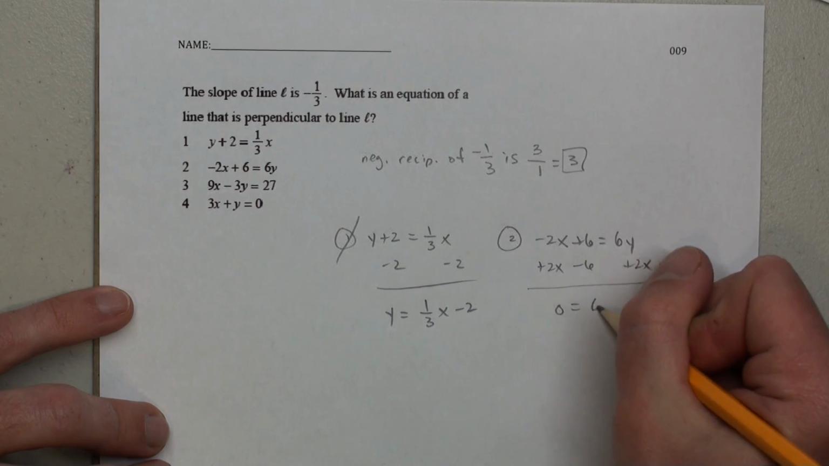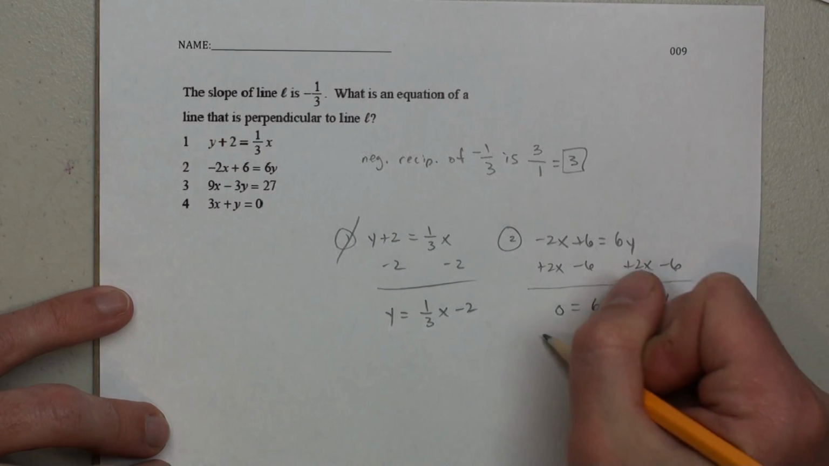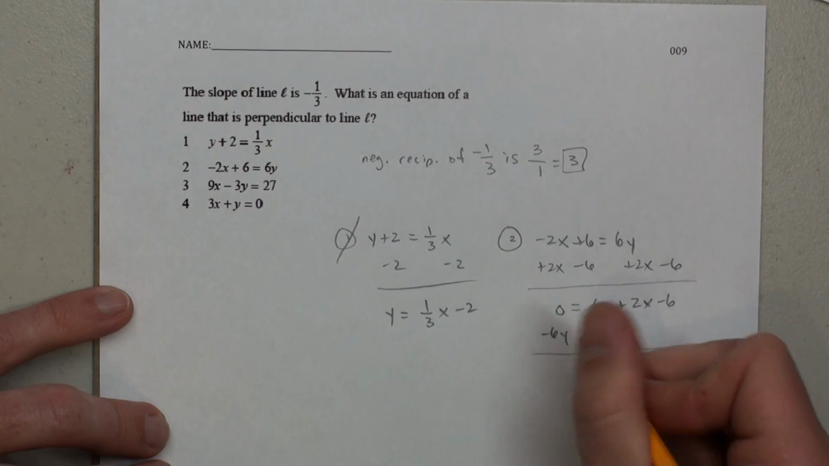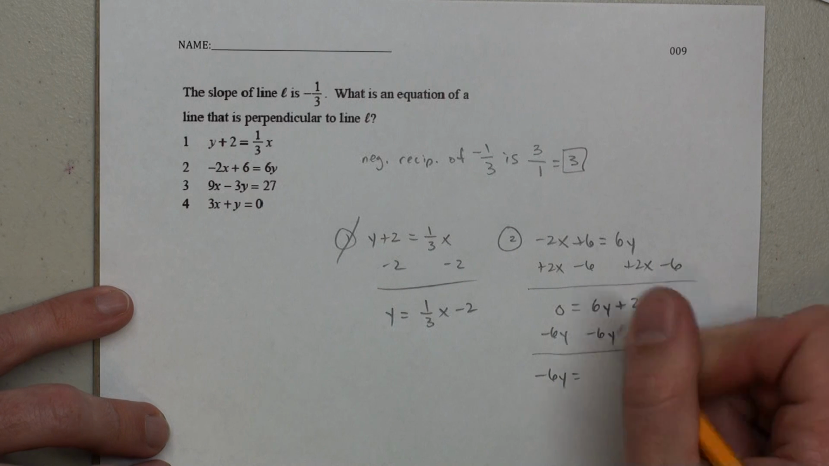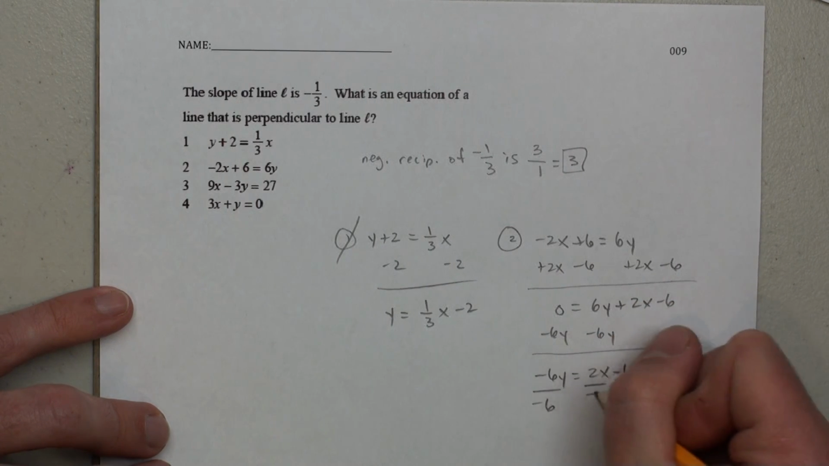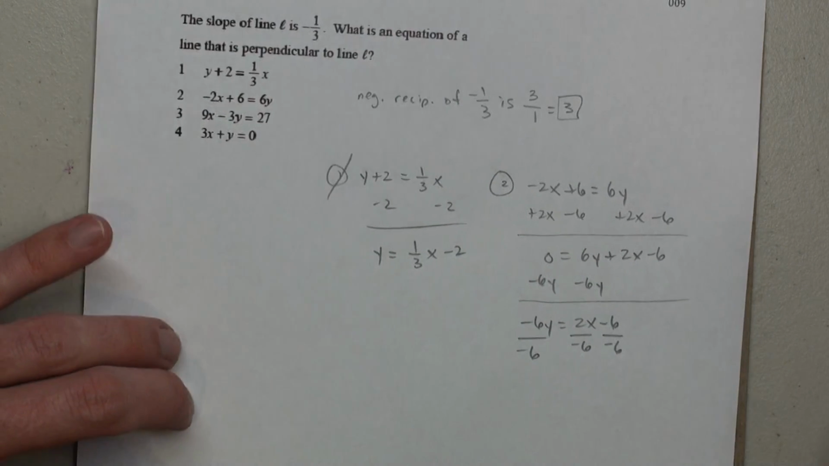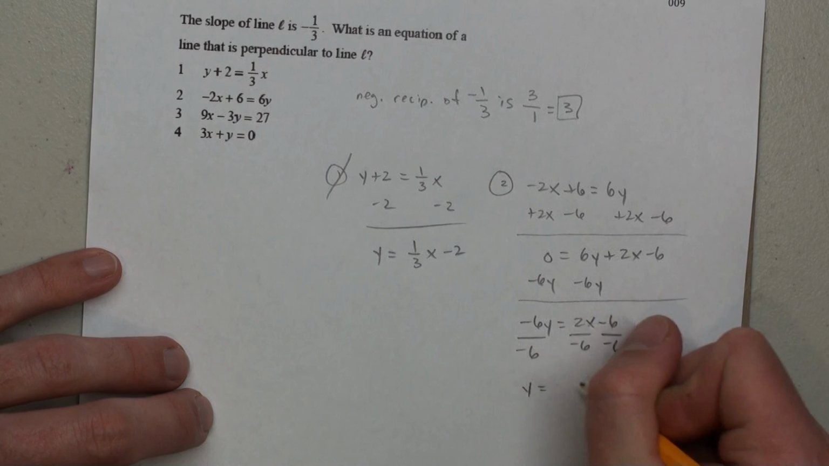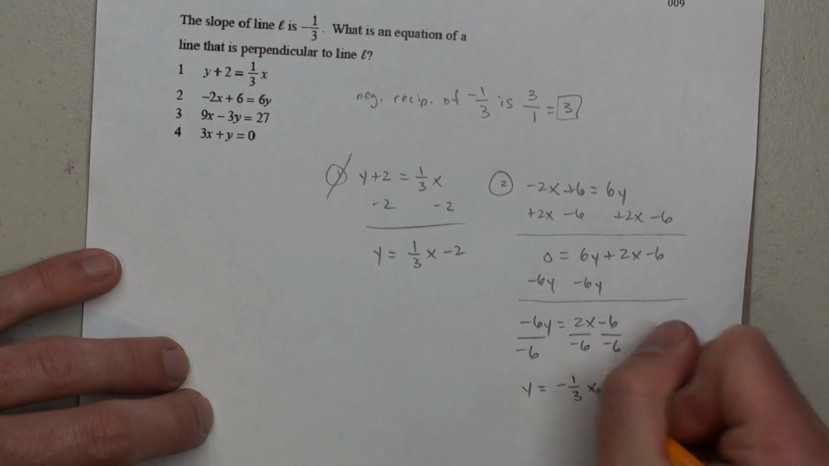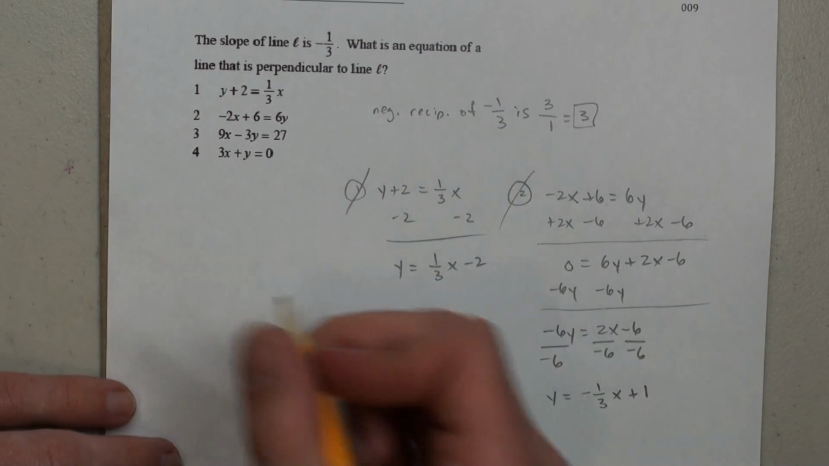I get 0 equals 6y plus 2x minus 6, subtract 6y from both sides. I get negative 6y equals 2x minus 6, divide both sides by negative 6. See how I divide everything by negative 6? I get y equals negative 1/3 x plus 1. It's not the second one either. Let's look at the third one.